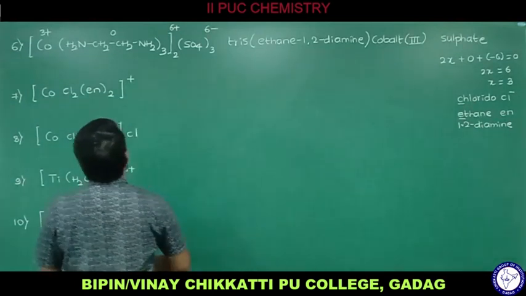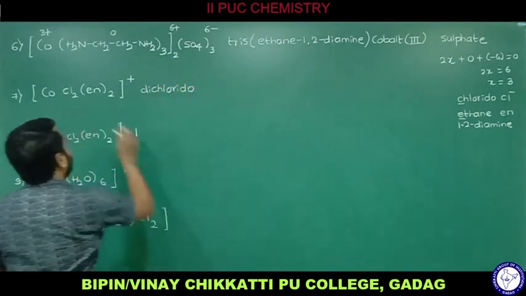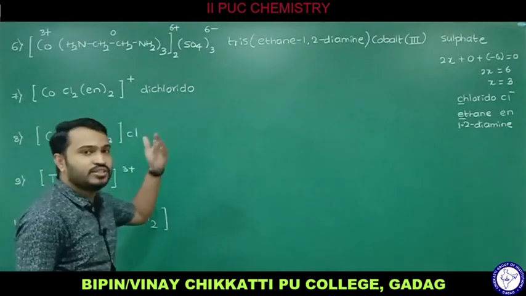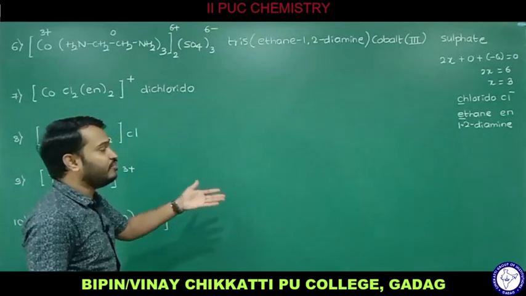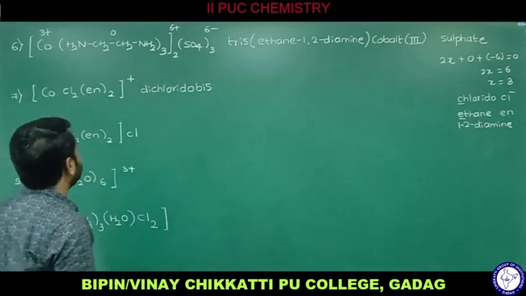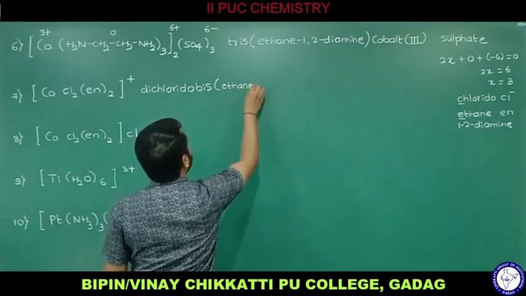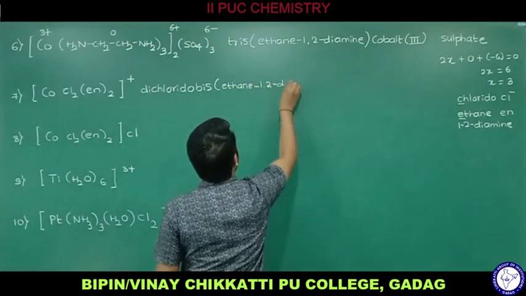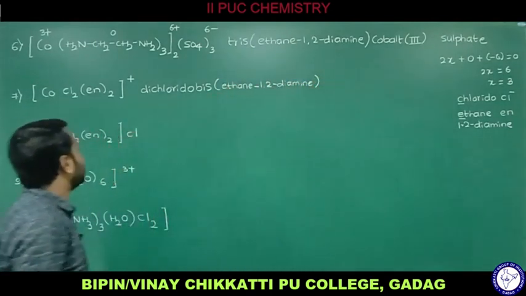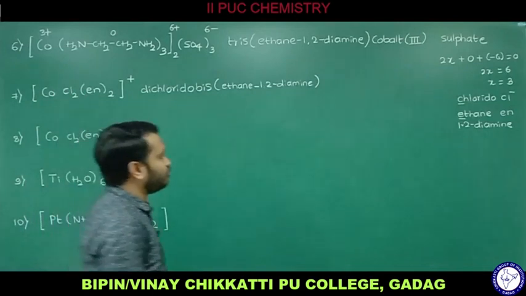How many chlorido do we have? Two. Therefore the name will be dichlorido. And we have ethane 1,2-diamine, and since we have 2 of it, you should not use di; instead we have to use bis, since the name already has the prefix di. So bis(ethane 1,2-diamine) goes in brackets: dichlorido, bis(ethane 1,2-diamine). We have cobalt.